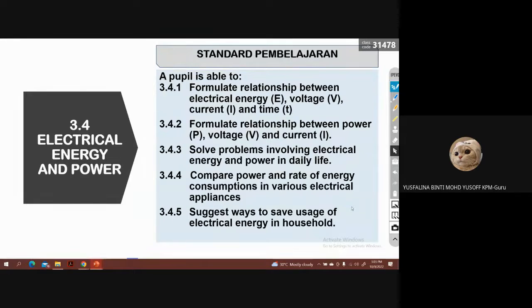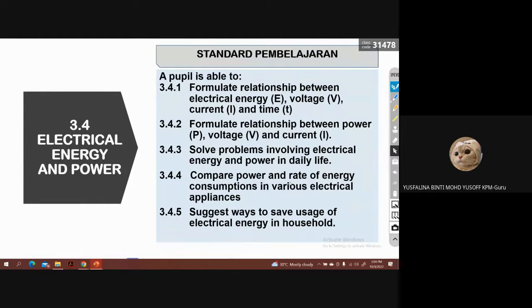This topic is more about calculation, the derivation of formulas, and then using the formula to calculate the electrical energy and the power loss. In this topic, you can formulate the relationship between electrical energy, voltage, current, and also time. You also can formulate the relationship between power, voltage, and current. Then we have to solve problems using all the formulas that we have derived, and lastly, compare power and rate of electrical energy consumption.